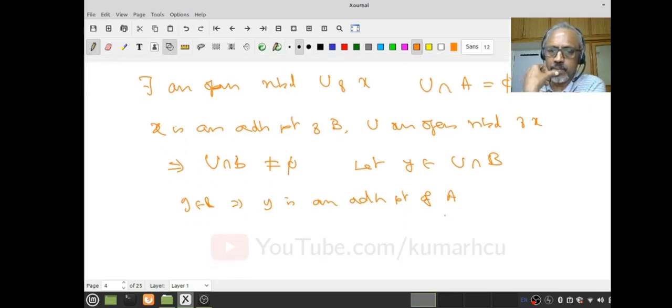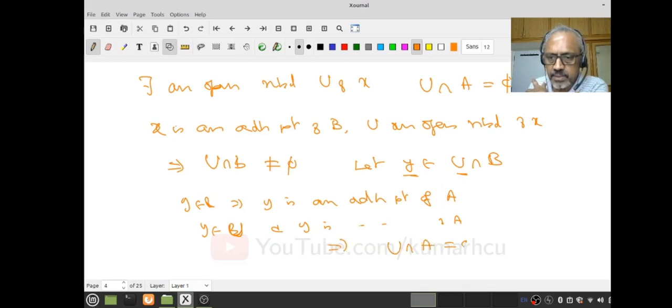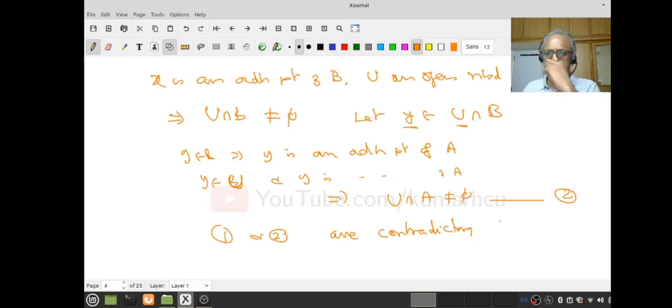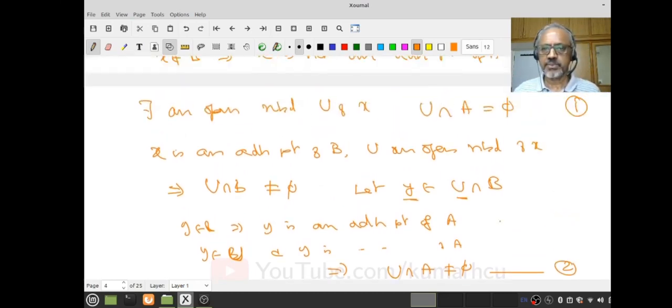Now go back. y belongs to B, and y is an adherent point of A. Sorry, y belongs to U. See that? y belongs to U intersection B, therefore y belongs to U, and y is an adherent point of A. That means what do I know? This implies U intersection A is not empty. Look at 1 and 2. They are contradictory. This is a contradiction.